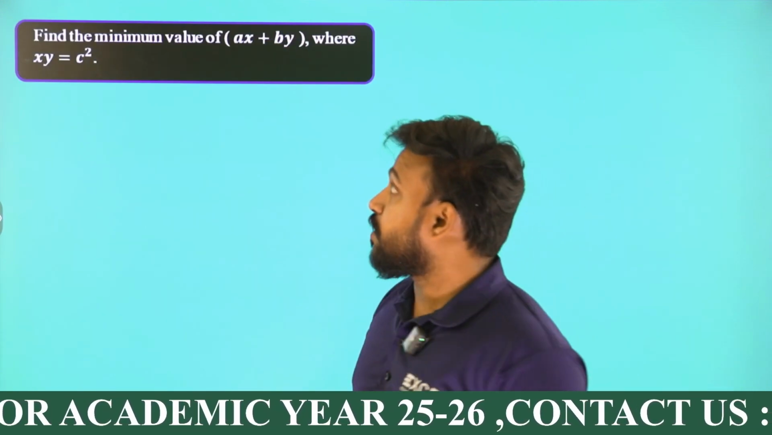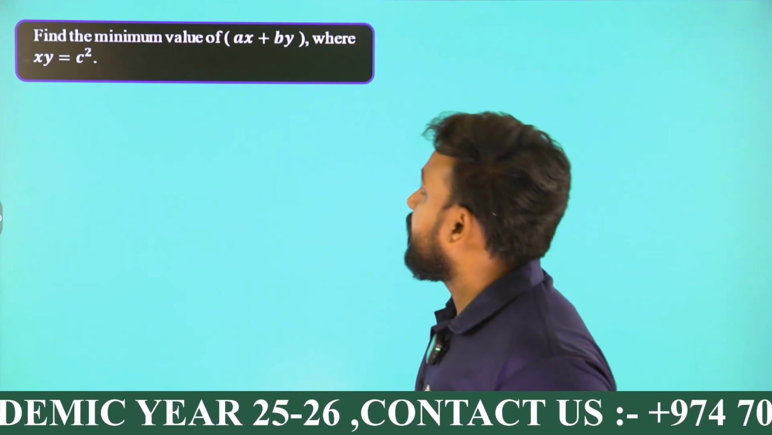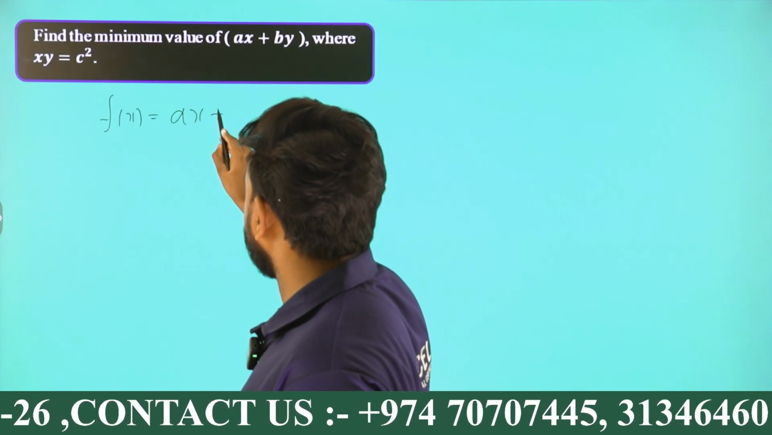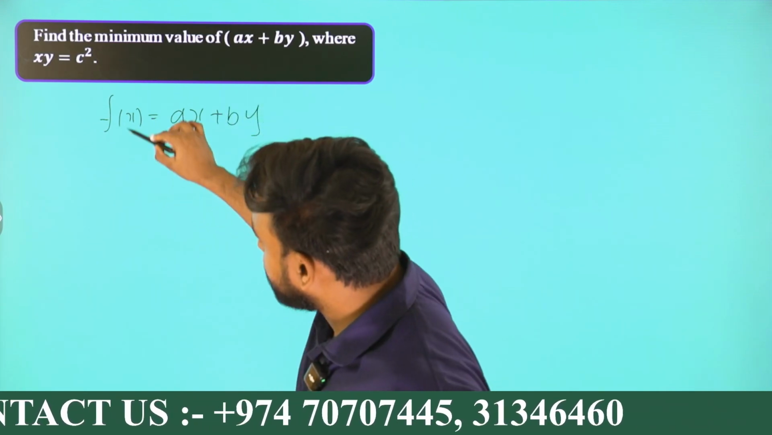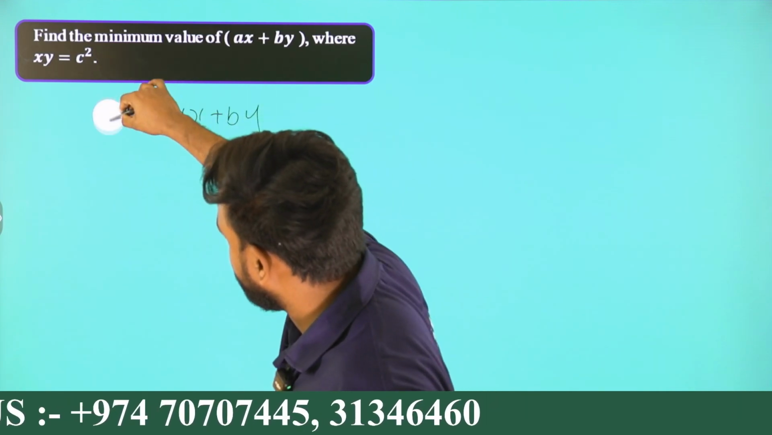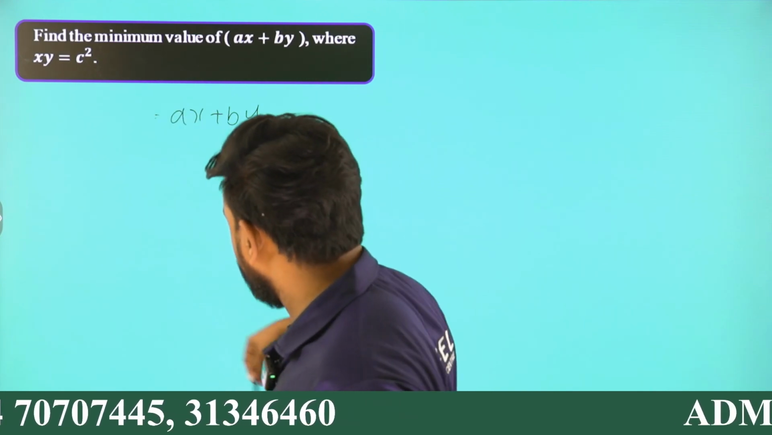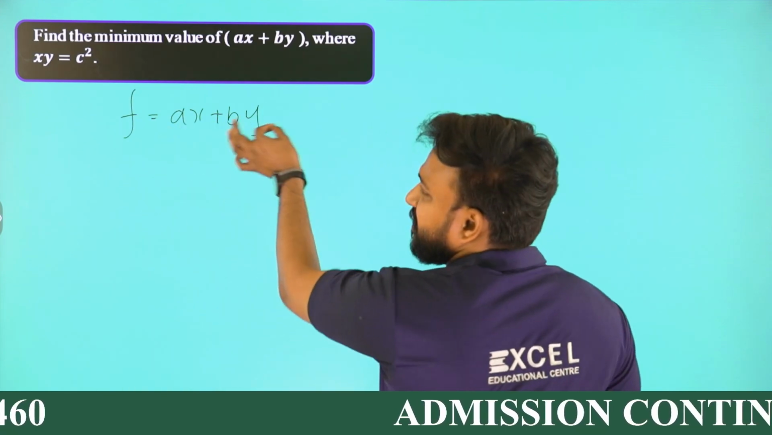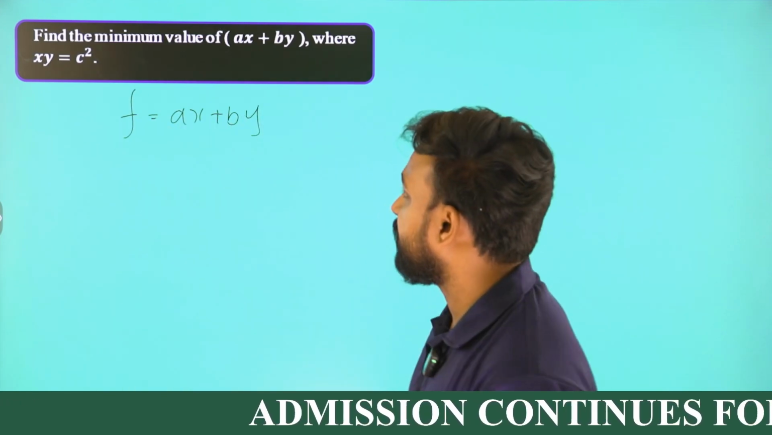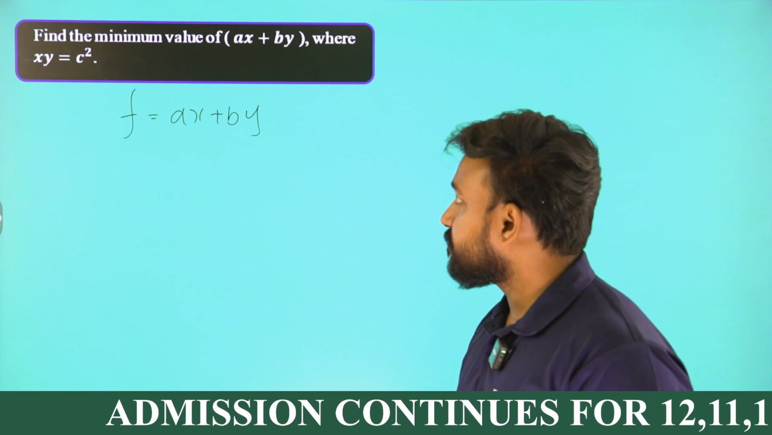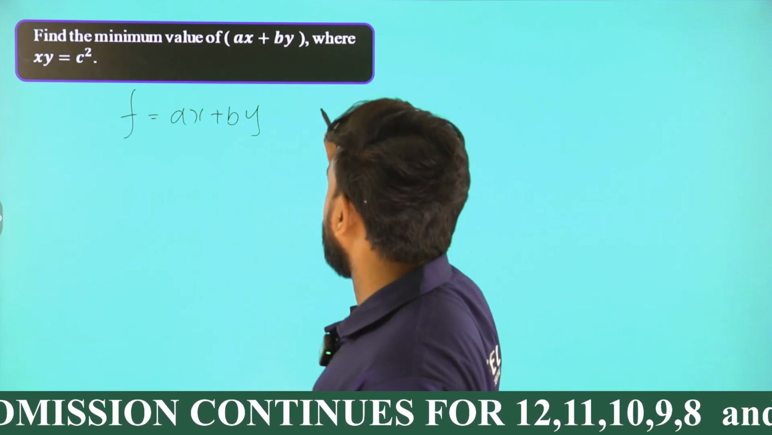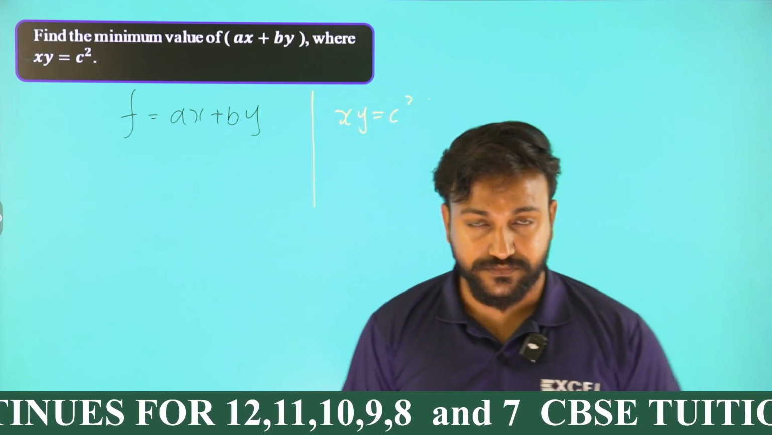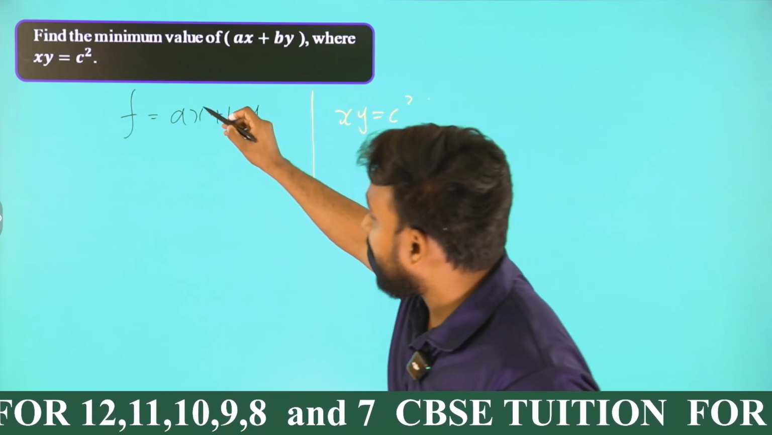So the next question is: find the minimum value of this function. The function is given as f equal to ax plus by. I'm not calling it f of x, I'm just calling it f, this function f, because if I call it f of x, the function should be in terms of x. Here x and y are there. Also, they have given one hint, that is xy is equal to c square. So here you have two variables.